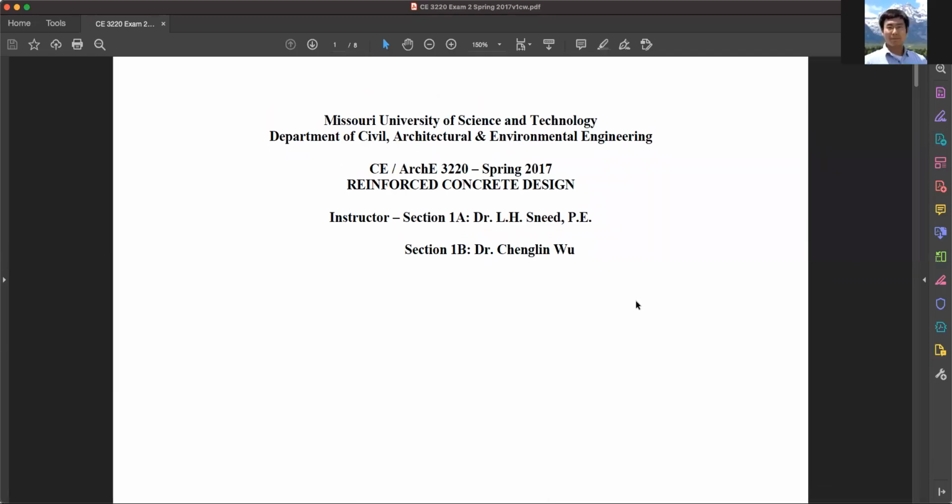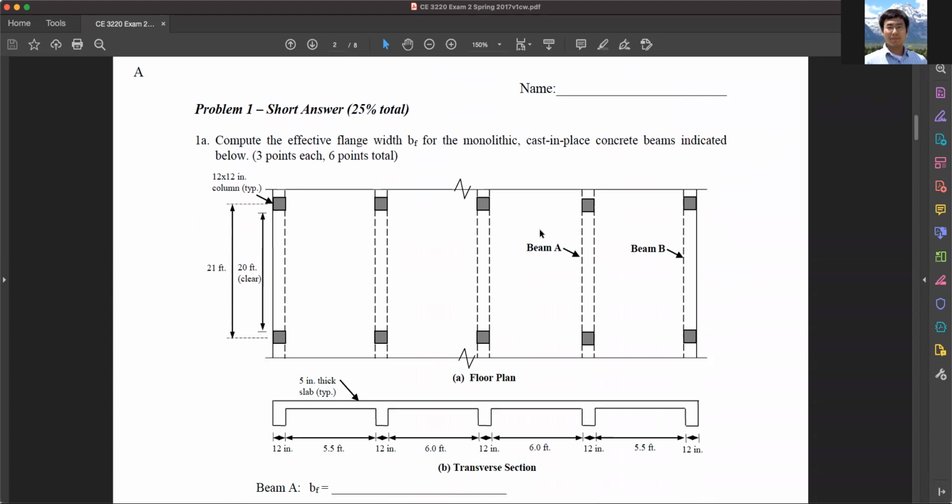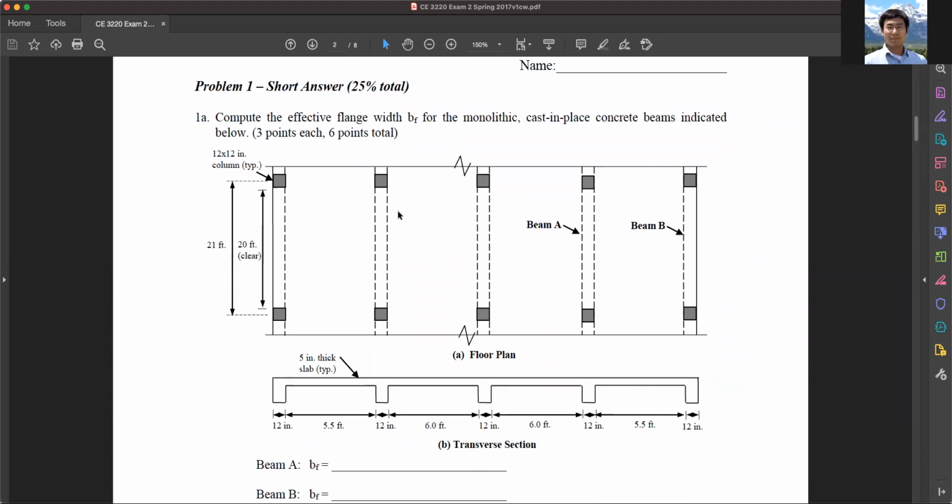All right, so this is exam number 2 from spring 2017. And as you can see, it was a joint exam made by both Dr. Sneed and me. And we have 3 problems, I believe. The first problem is short answer, 25%. It's a really simple one-way slab problem.